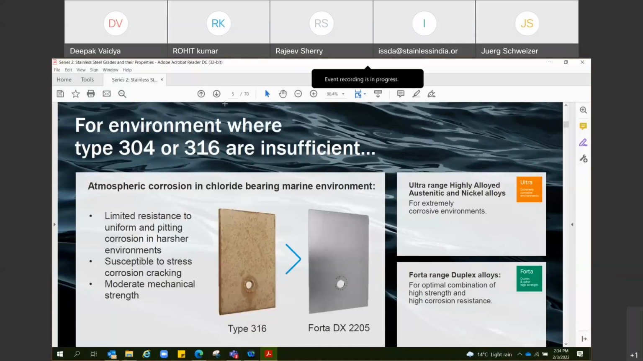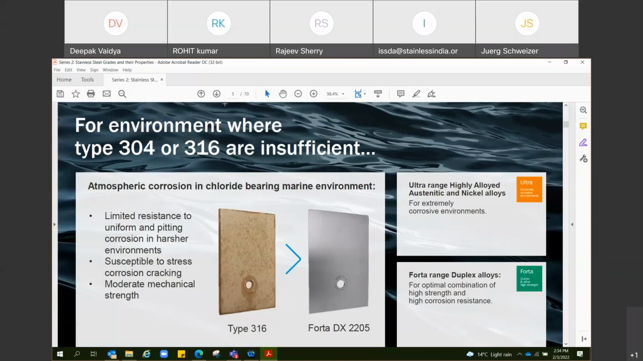Sometimes you can see that it has corroded. So you can see these corrosion marks. So it has limited resistance to uniform and pitting corrosion, these 316L grades and 304 grades. And in the similar environment, we have kept this Duplex 2205 material, and you can see that after similar time in the similar environment, the material is too clean. So that is why you have to shift to the high alloyed grades where 304 and 316L are not sufficient.